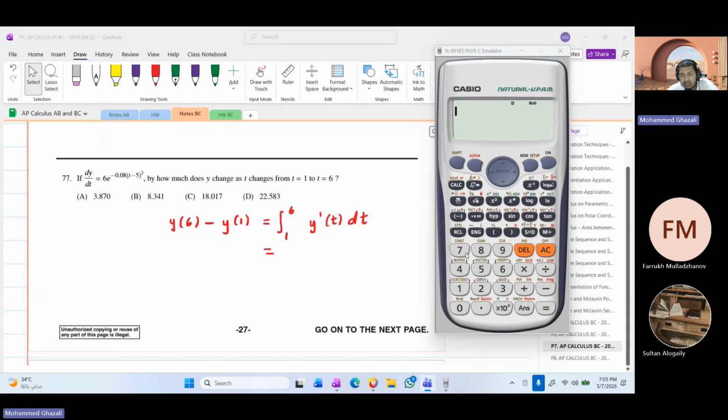So we have the integral from 1 to 6 of 6 shift e to the power negative 0.08 alpha x minus 5 squared. Make sure you put brackets, and let me close the bracket there. So 22.583. We're getting the exact answer, so it has to be that.